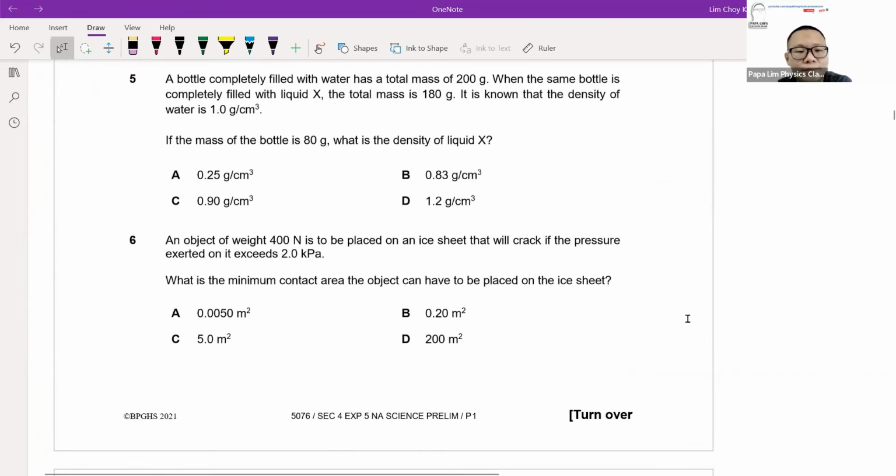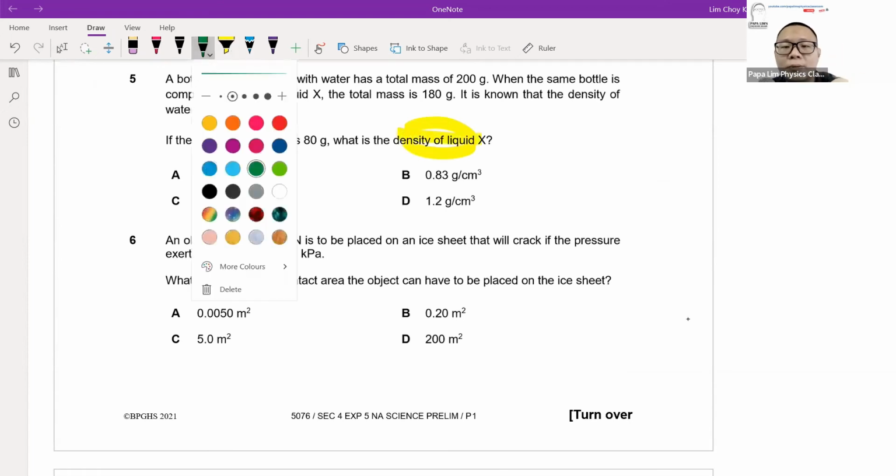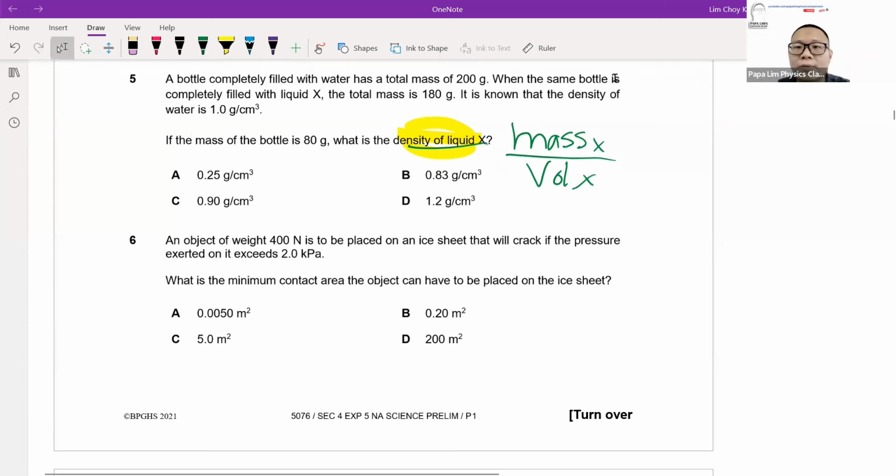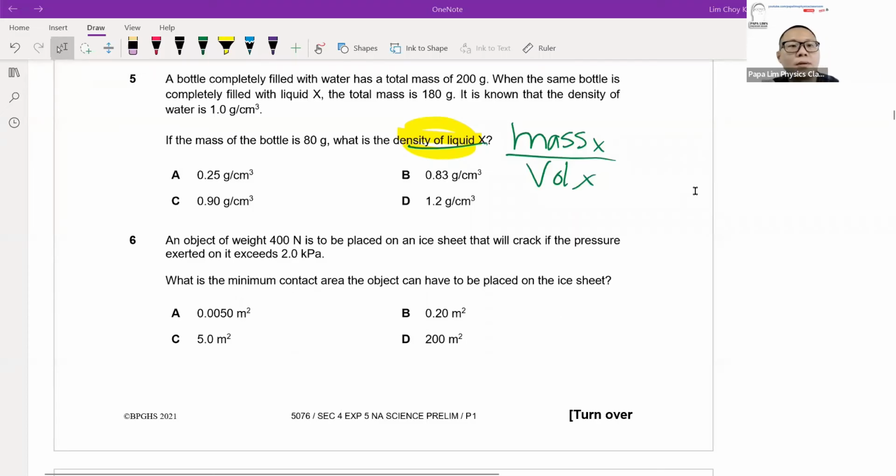Question 5. What we are looking at here is the density of the object. Density is the formula mass per unit volume. So what I need is the mass of X divided by the volume of X, and I will definitely have the density of X. So I need to find the mass and the volume of X. Let's look at the math.